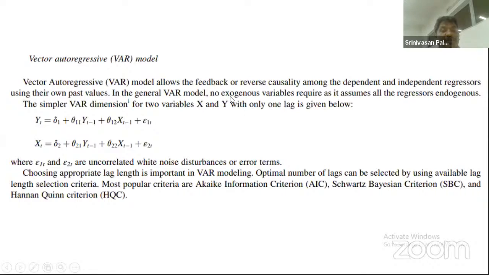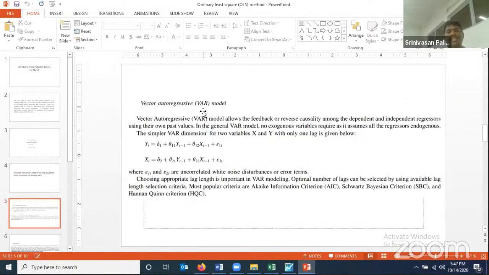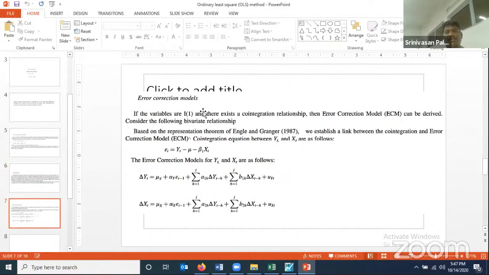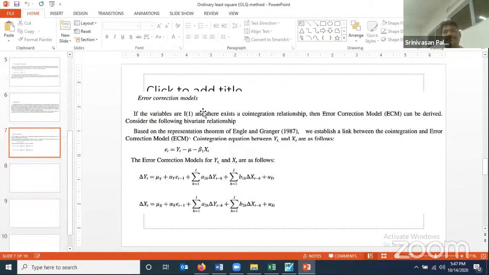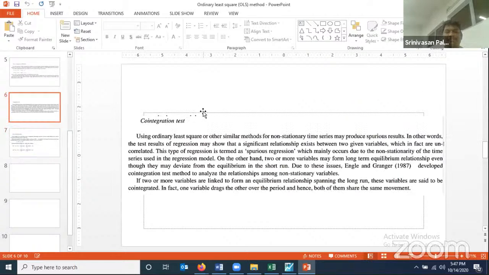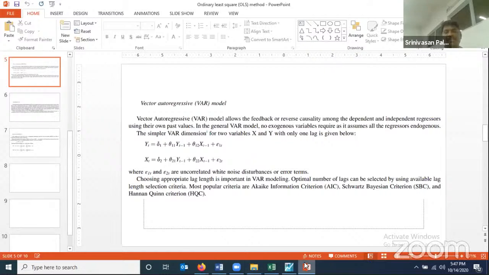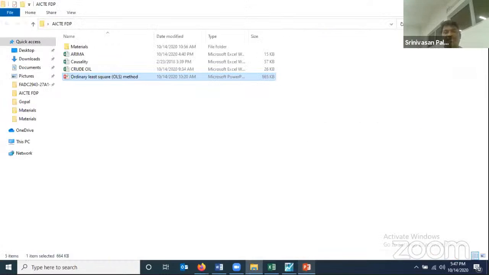No exogenous variable. If there is an exogenous variable, there is a possibility in the ARDL setup, which we'll see later. Here there is no exogenous variable, only endogenous variables. Able to follow? Even if you go for the error correction model, it is the same setup. This is the base. This is the VAR model. What I have written is a causality model. Begin with the VAR model.